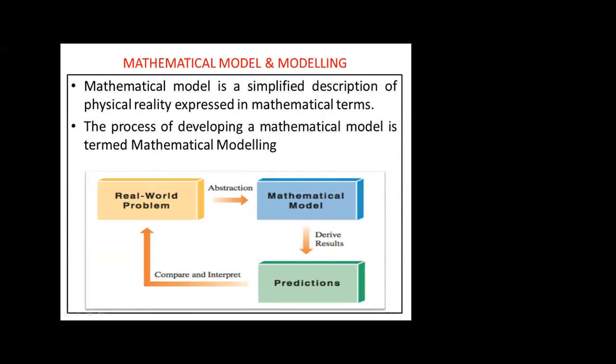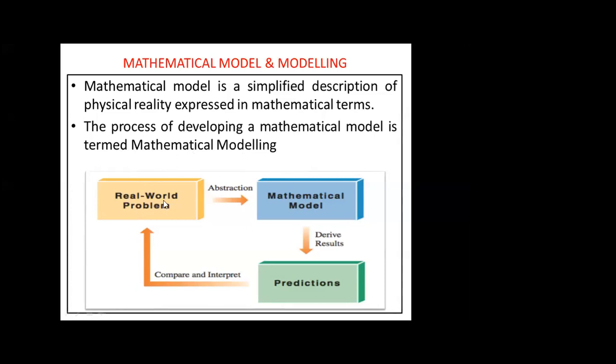Yeah. So a mathematical model is a simplified description of physical reality expressed in mathematical terms. In a very simple way, it is defined here. So we have a physical reality, a physical phenomenon. That's a three-dimensional thing that we are replacing with mathematical terms, and that's the mathematical model. And here, the process of developing a mathematical model is called mathematical modeling.